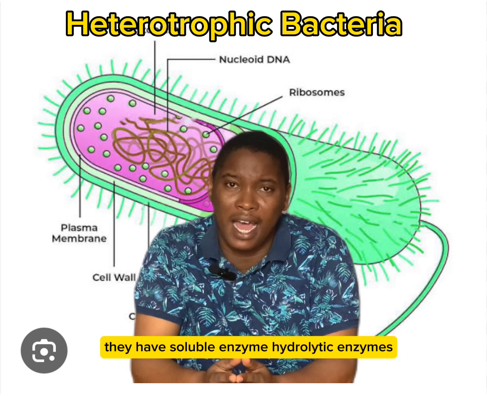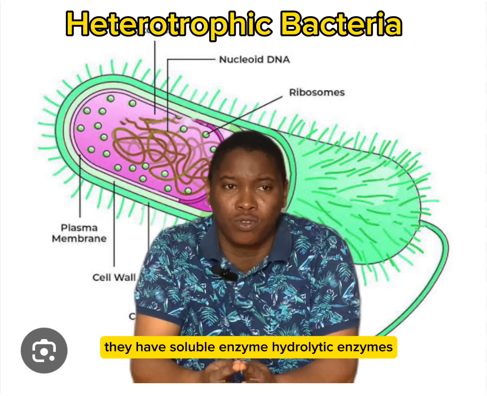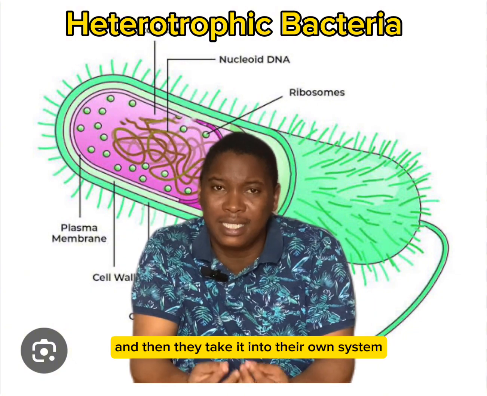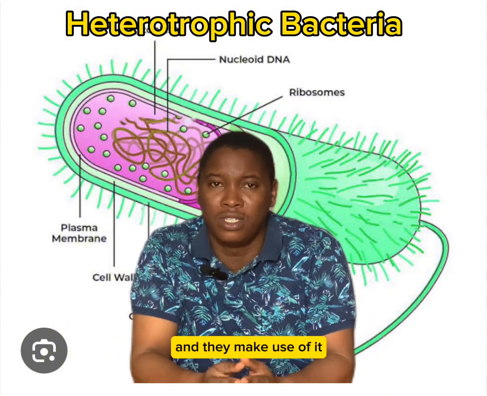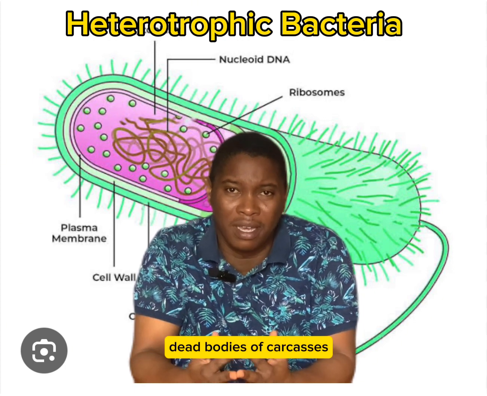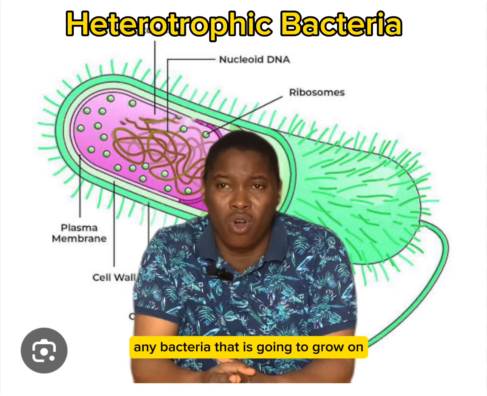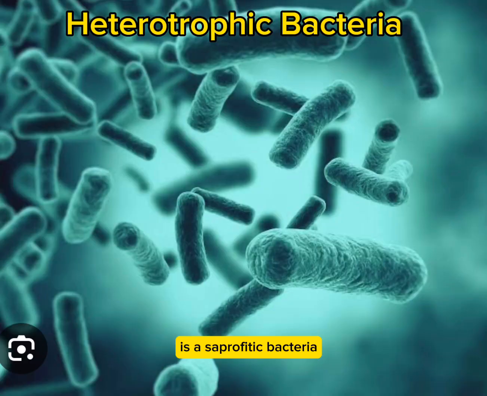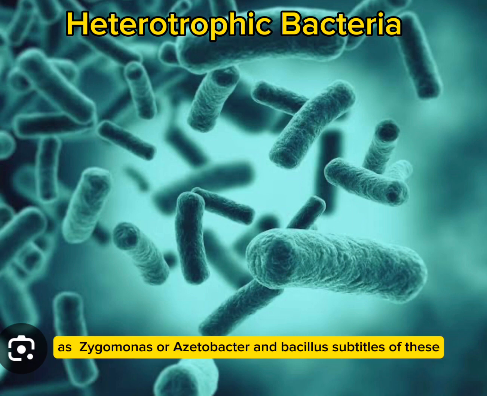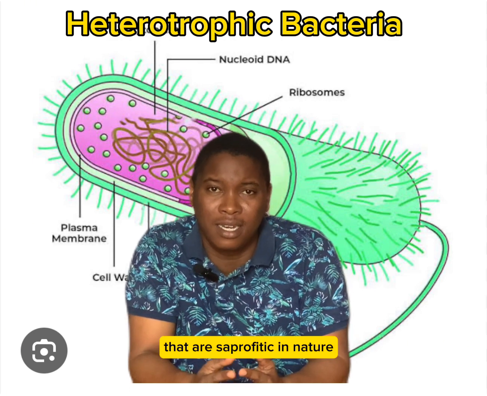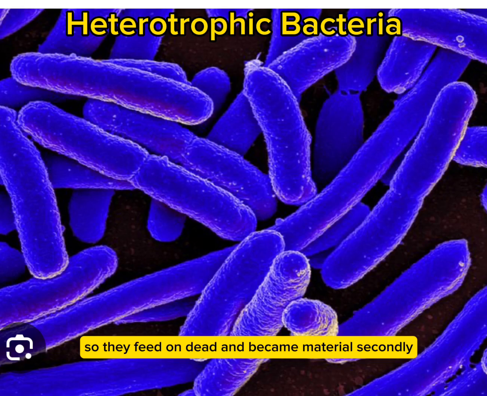And how are they able to do this? They have soluble enzymes, hydrolytic enzymes, with which they are able to dissolve materials from the living organisms, and then they take it into their own system and they make use of it. All these bacteria that we can see on dead and decaying materials, dead bodies of carcasses, any bacteria that is going to grow on anything like that that is dead and decaying organic matter is a saprophytic bacteria. And we have different examples. We have examples such as Zygomonas, Acetobacter, and Bacillus subtilis. These are just a few examples of bacteria that are saprophytic in nature. So they feed on dead and decaying materials.